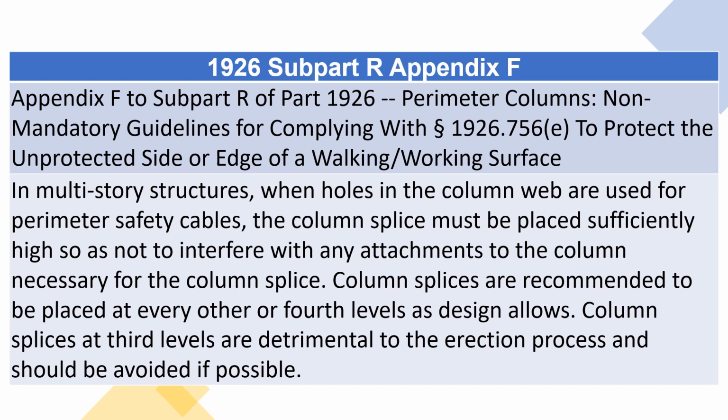When holes in the column web are used for perimeter safety cables, the column splice must be placed sufficiently high so as not to interfere with any attachments to the column necessary for the column splice. Column splices are recommended to be placed at every other or fourth levels as design allows. Column splices at third levels are detrimental to the erection process and should be avoided if possible.